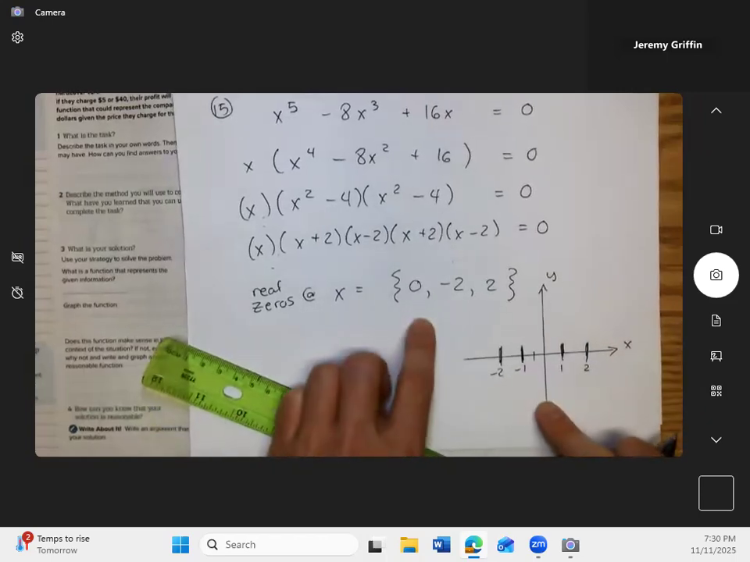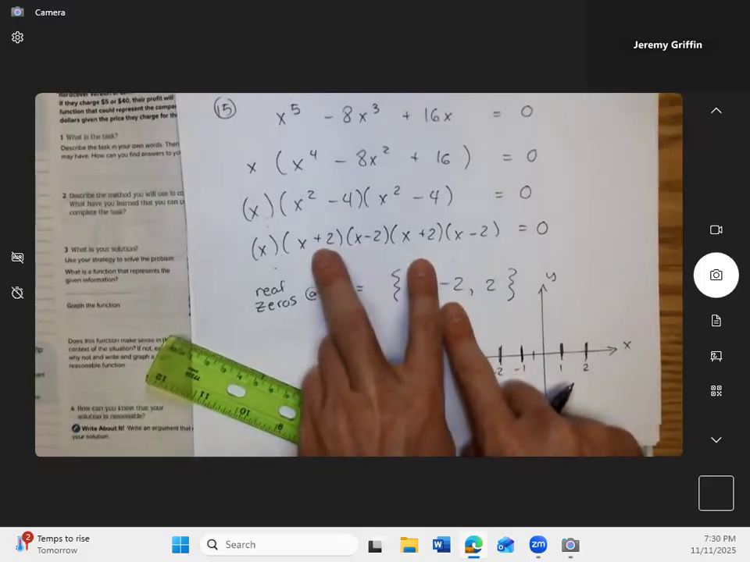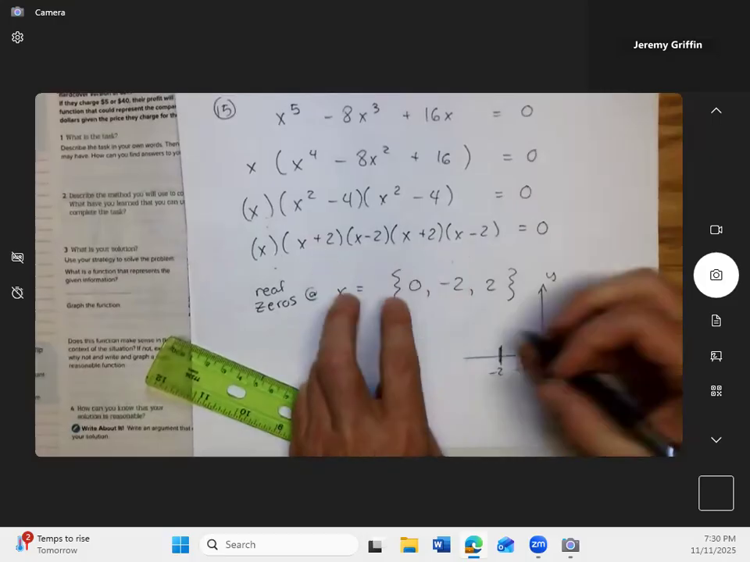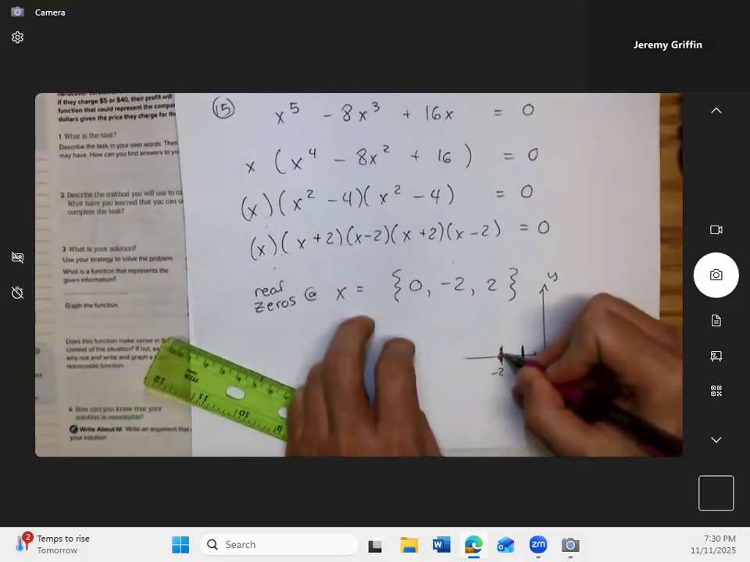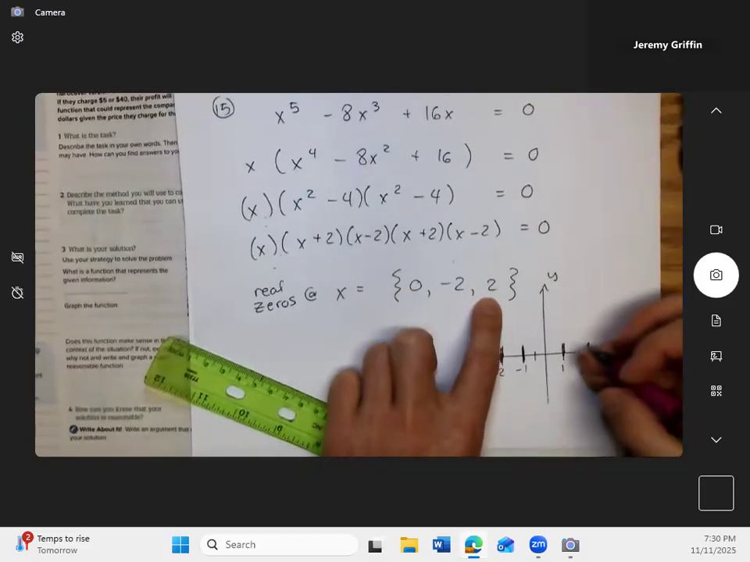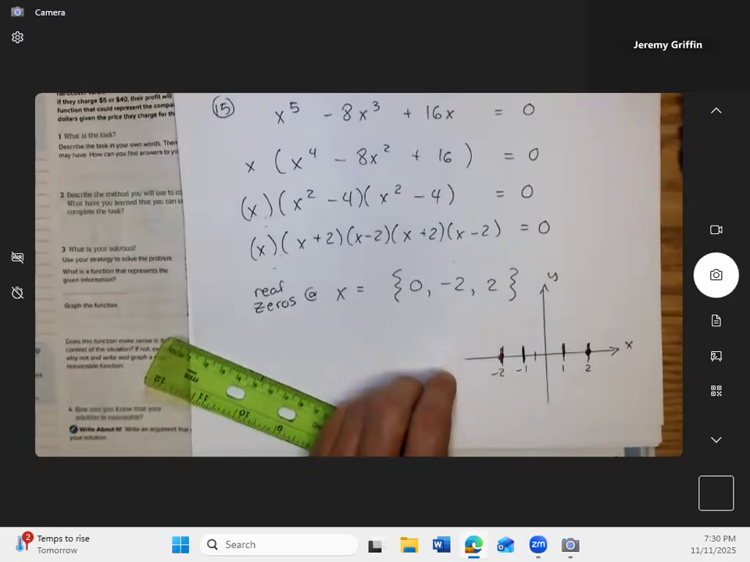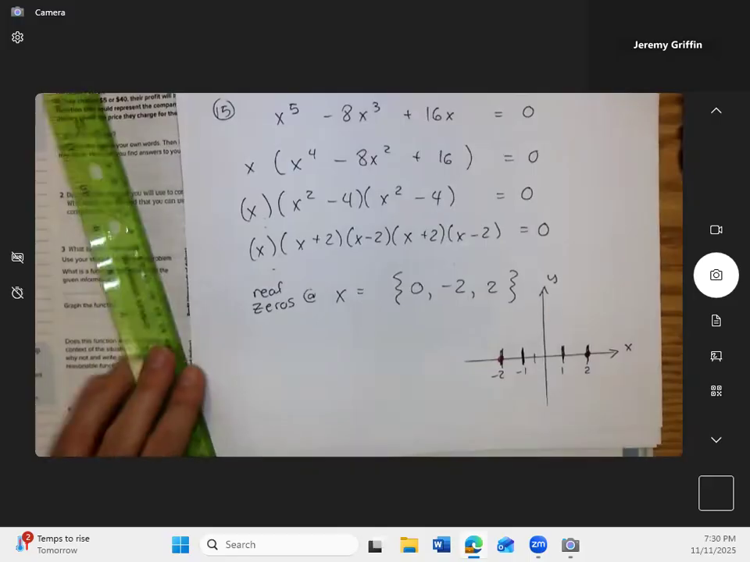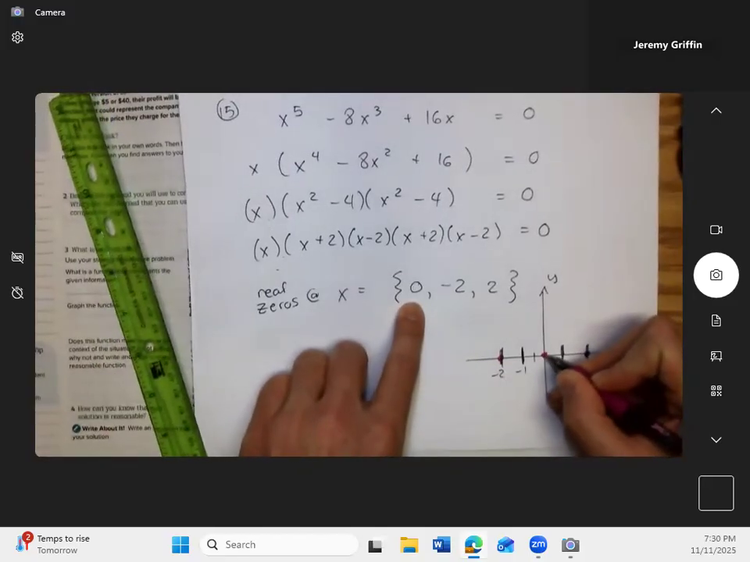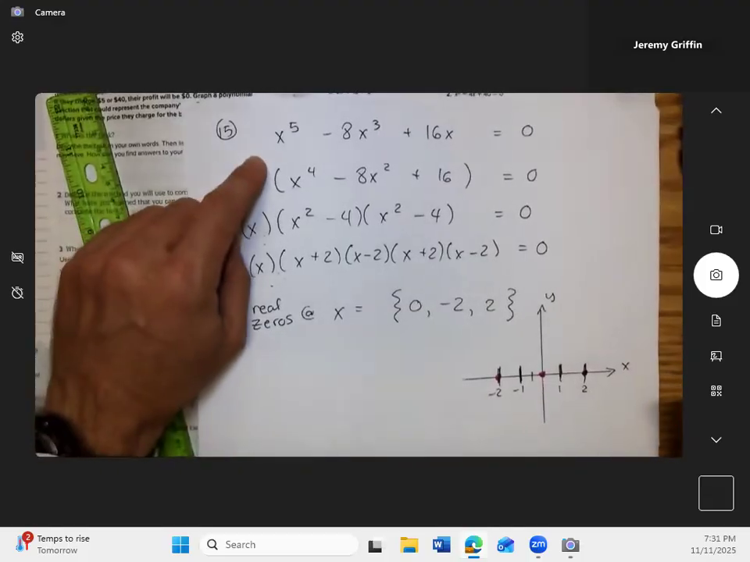Okay. So at -2, there's a 0 with multiplicity 2 because it shows up twice. So there's definitely a 0 here. There's also a 0 at +2, but also multiplicity 2. And then there's of course a 0 at 0. Now let me think about end behavior to get this graph exactly right.